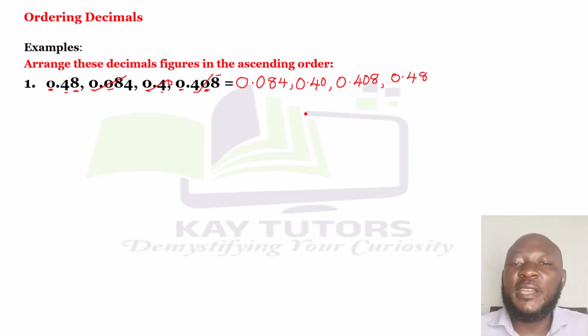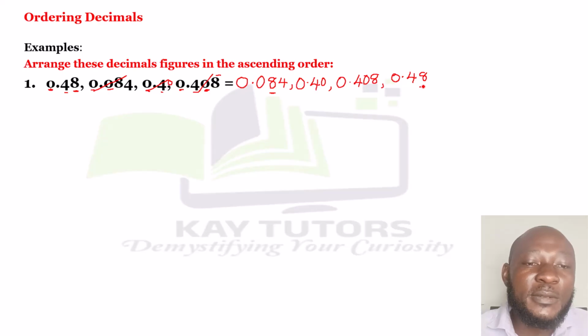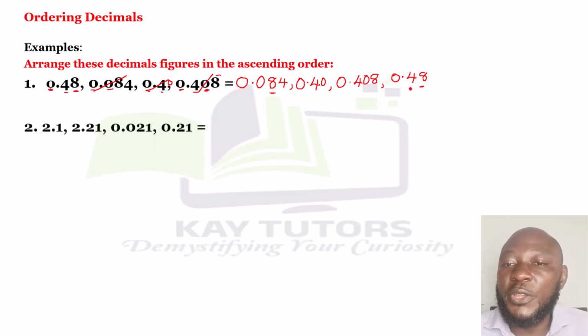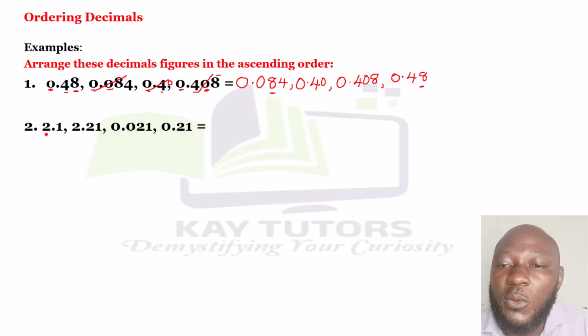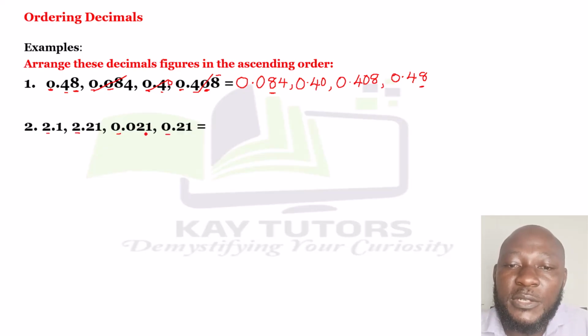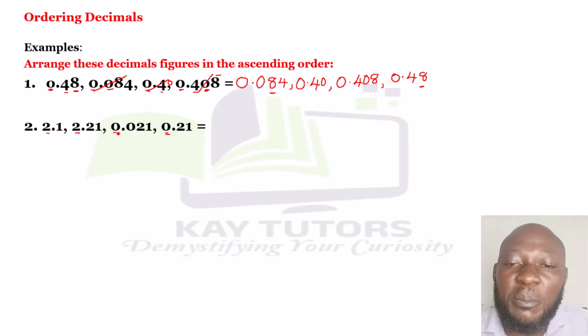So we have succeeded in writing this set of decimal numbers from the smallest to the biggest. Let us look at the next one here. Here we have 2.1, 2.21, 0.021, and 0.21. Here we have 2, 2, 0, and 0. So this and this are on the same level, and since they are on the same level, let's compare them, because they are smaller than these ones here.